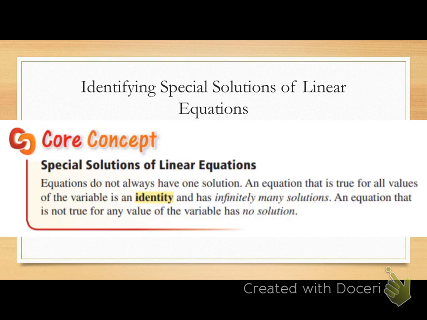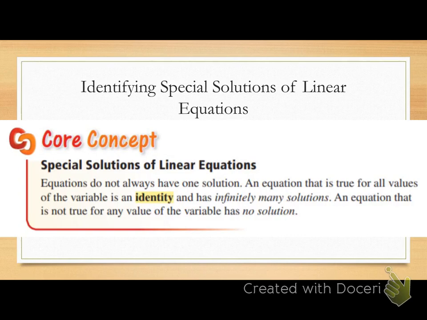Okay, so this paragraph right here is why we like to deal with the variables first and get our variables to one side of the equation first. Sometimes we have these things called special solutions of our linear equations. So equations do not always have just one solution. An equation that is true for all values of the variable is what we call an identity, and it has infinitely many solutions. And we'll see what that looks like here in a second with an example. An equation that is not true for any value of the variable has no solution.